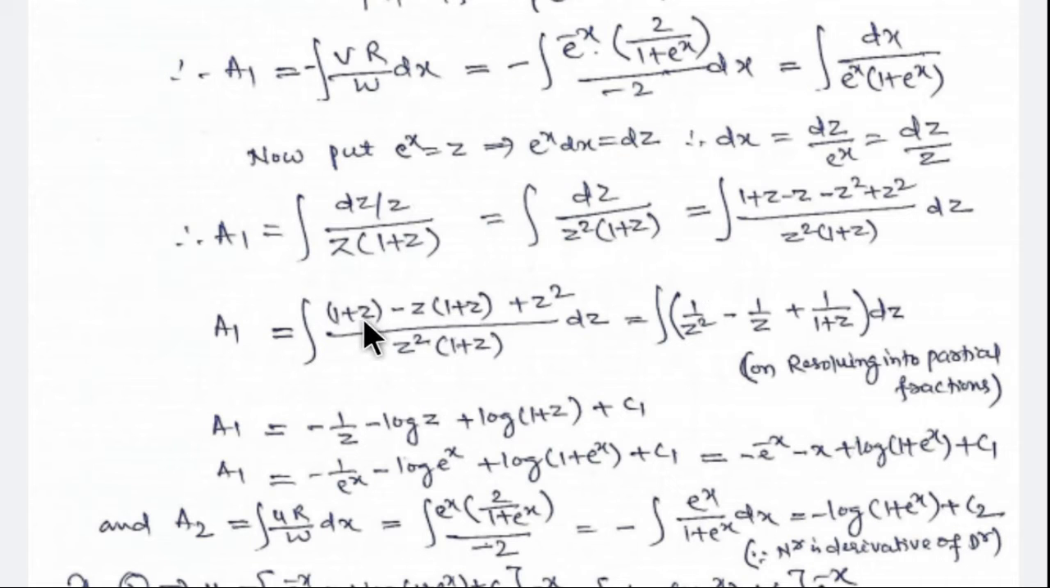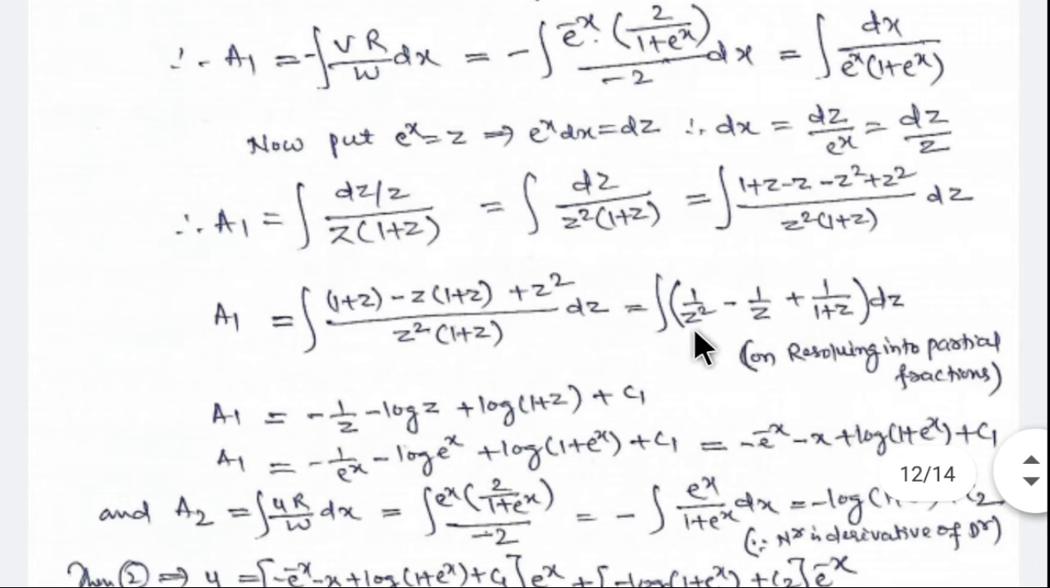1 plus z, you write in one bracket. So here, minus z into bracket: you can take minus z common, you get minus z into bracket 1 plus z, and here plus z square, write as it is. If you divide separately, the 1 plus z gets cancelled, leaving 1 by z square; here 1 plus z cancels, z by z square is 1 by z; finally the z square gets cancelled, and 1 divided by 1 plus z remains here.